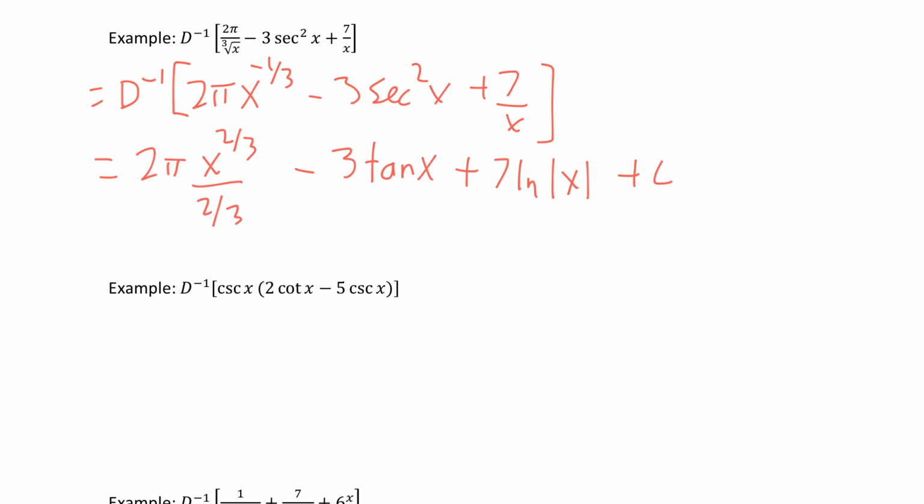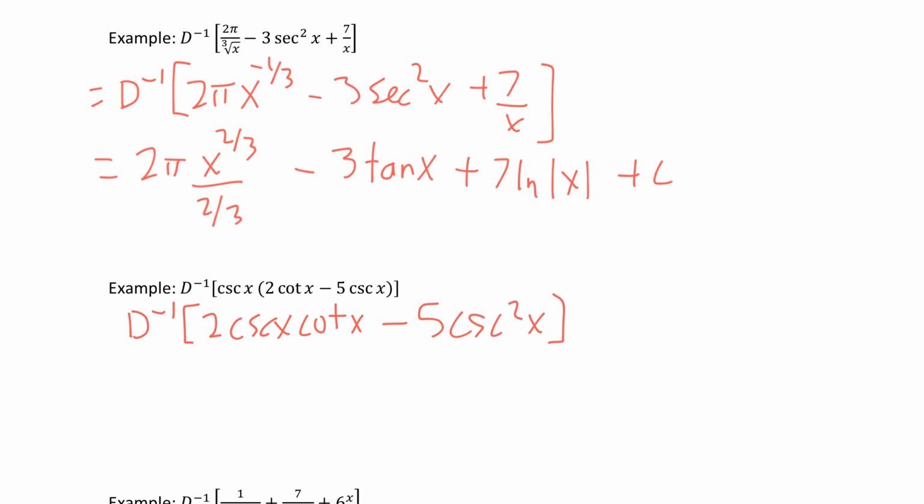Okay, in this example here, we have a function multiplying another function. And so in this case, we should probably multiply this out to try and take a look at what's going on. So we have the antiderivative of 2 cosecant x cotangent x minus 5 cosecant squared x.